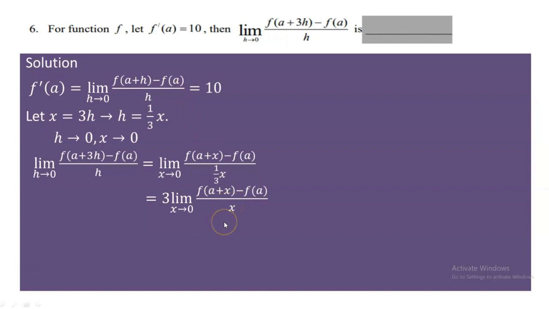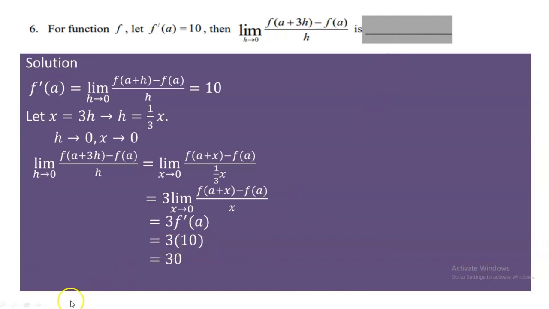Okay? So this is going to be 3 times f derivative at a. But we knew what f derivative at a is. It's already given. It has been said 10. So this is going to be 3 times 10. And finally, 30 can come. So students, you are supposed to write 30 there in your blank space.